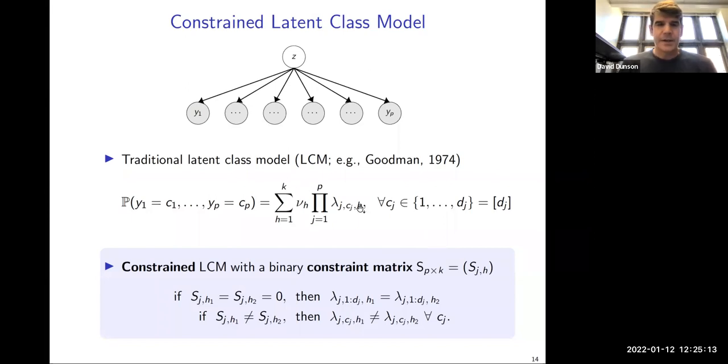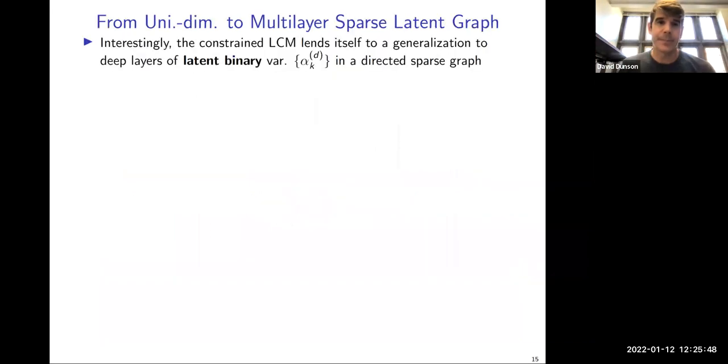Okay. So for a constrained latent class model, we're going to put some constraints on, and so we can introduce this constraint matrix S, which is P by K. The P is the number of categorical variables, K is the number of levels of the latent class. And we're going to say that S_{j,h1} equals S_{j,h2} equals 0. That implies some equalities among the lambdas. Okay. And so that's this constraint matrix. And so then by moving around the constraints, we can define a broad class of constrained latent class models.